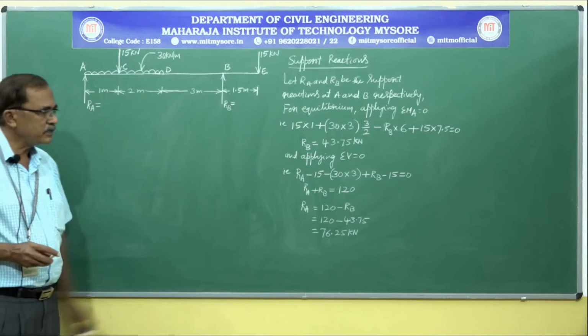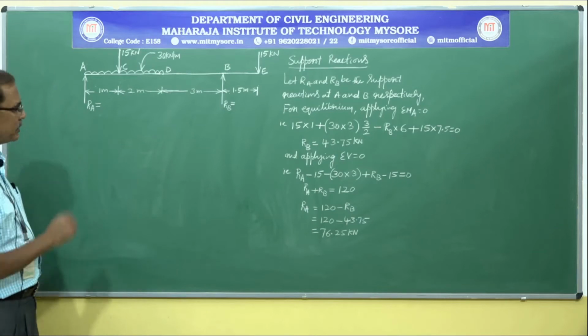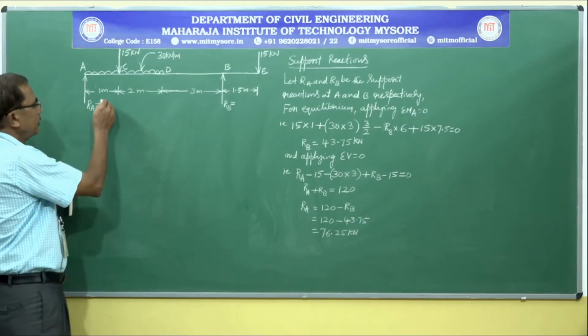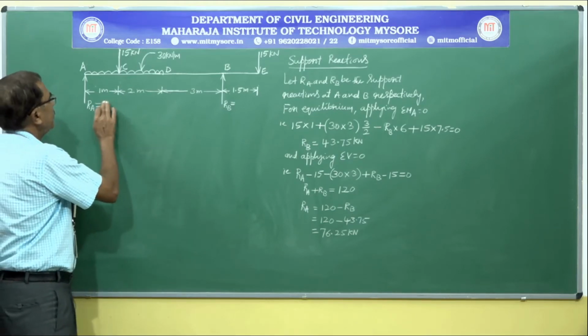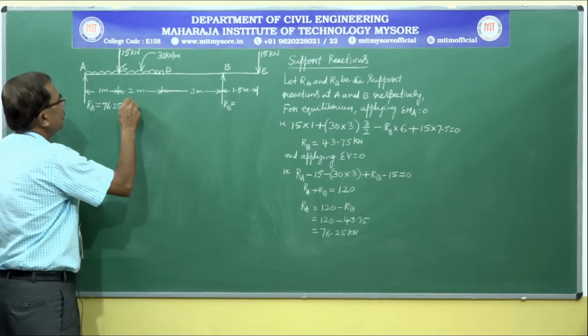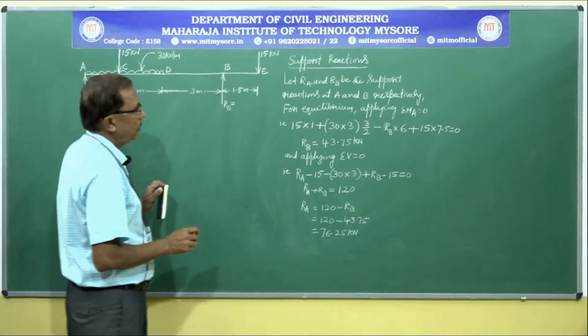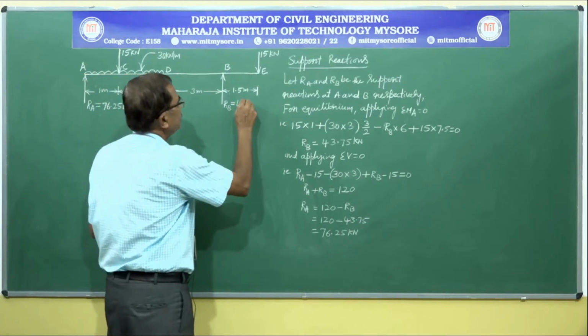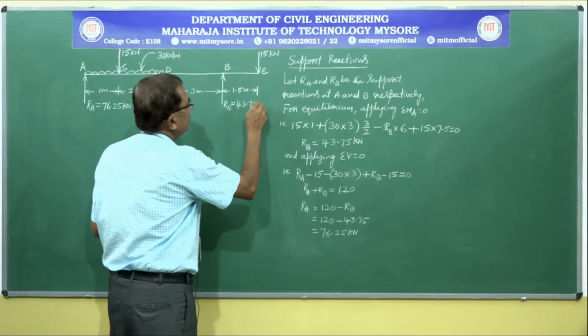After calculating reactions at the support, let us write those reactions on the loading diagram. RA is 76.25 kilonewton, RB is 43.75 kilonewton.